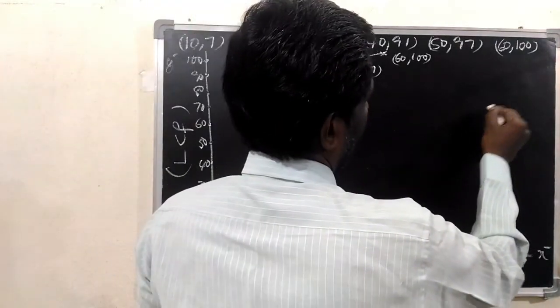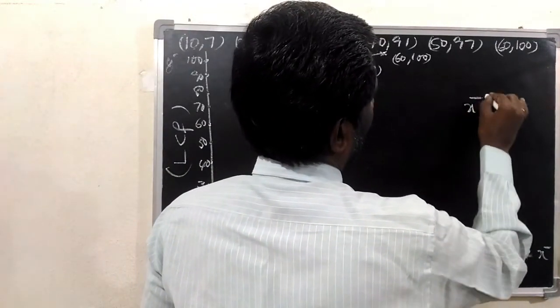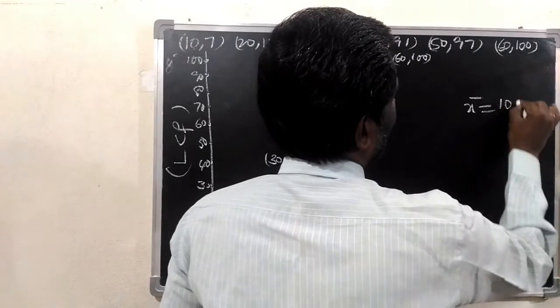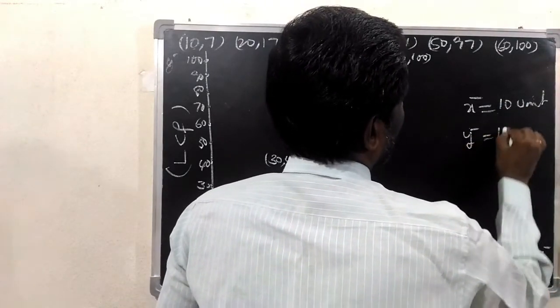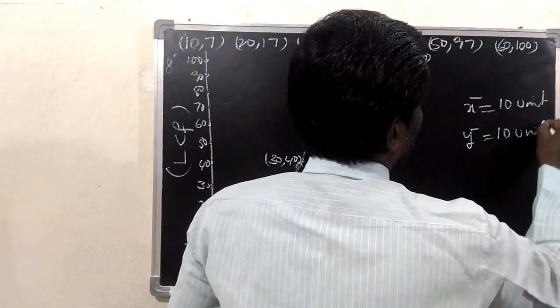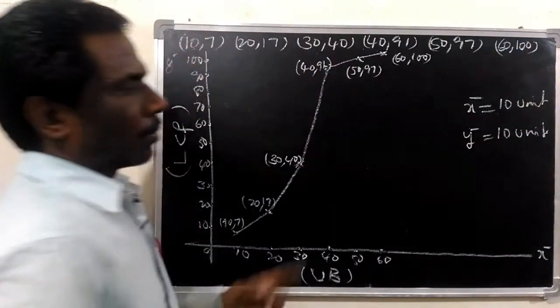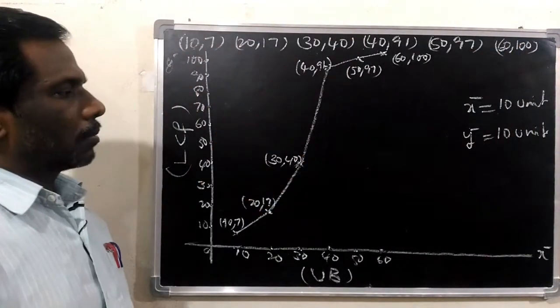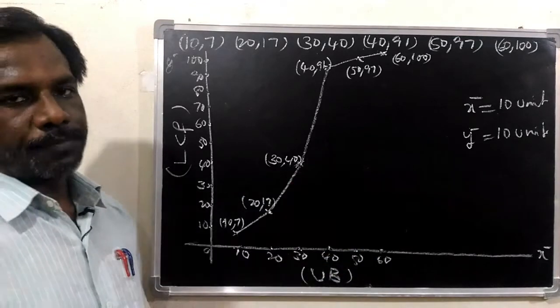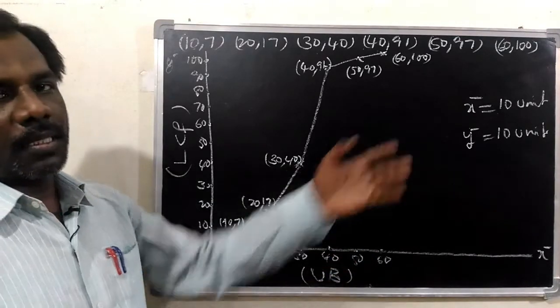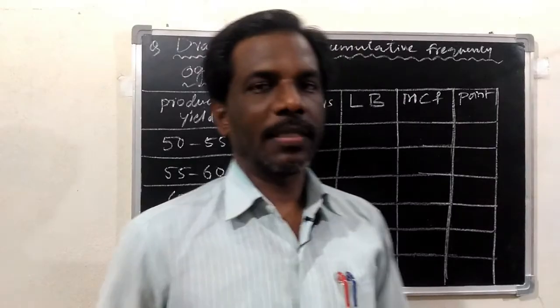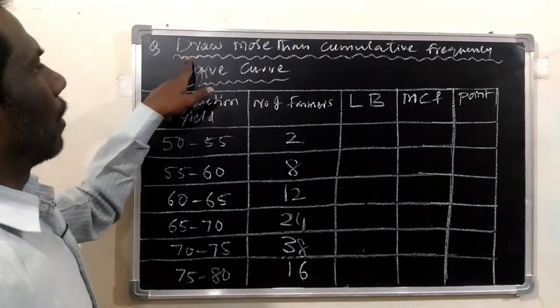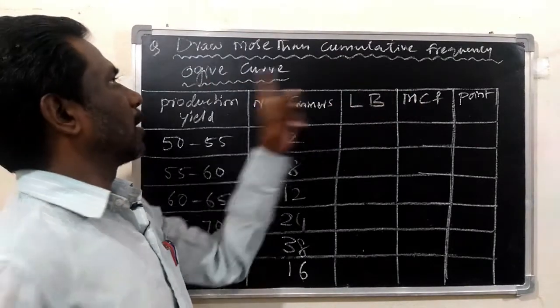And here we write the scale. On the X-axis I have taken 10 units, and on the Y-axis also I have taken 10 units. That is the scale, and you should write it compulsorily. Without writing the scale, the graph is incomplete. Okay, this is the second question: draw the more than cumulative frequency Ogive curve.